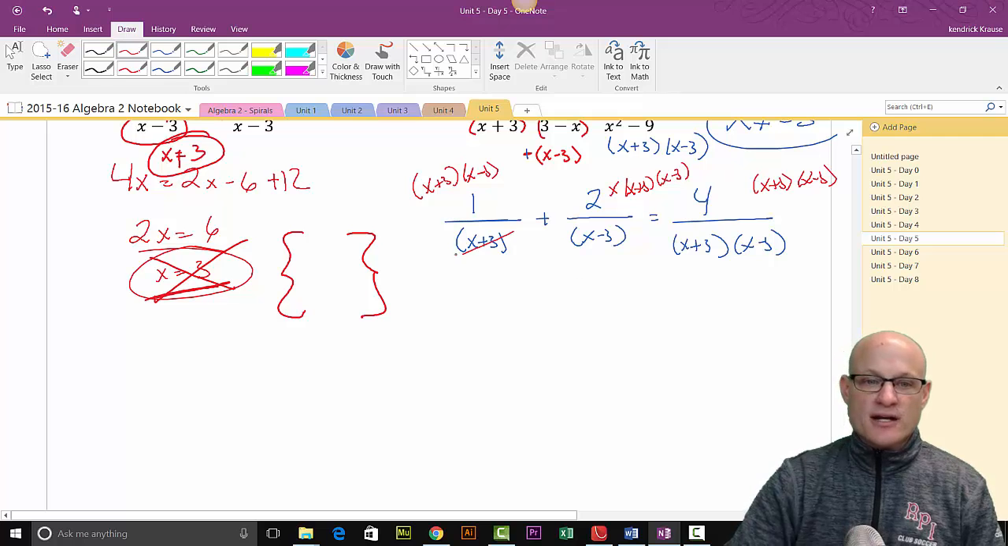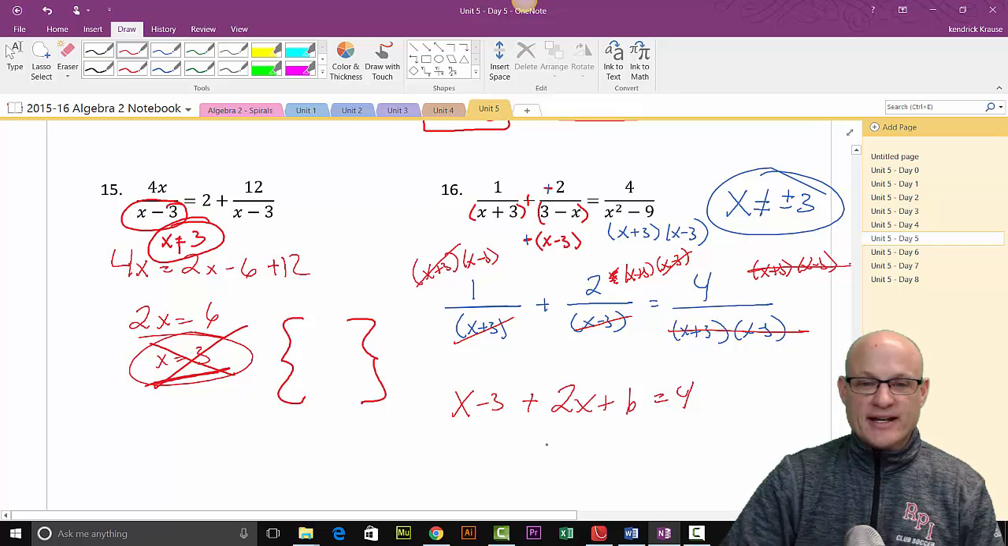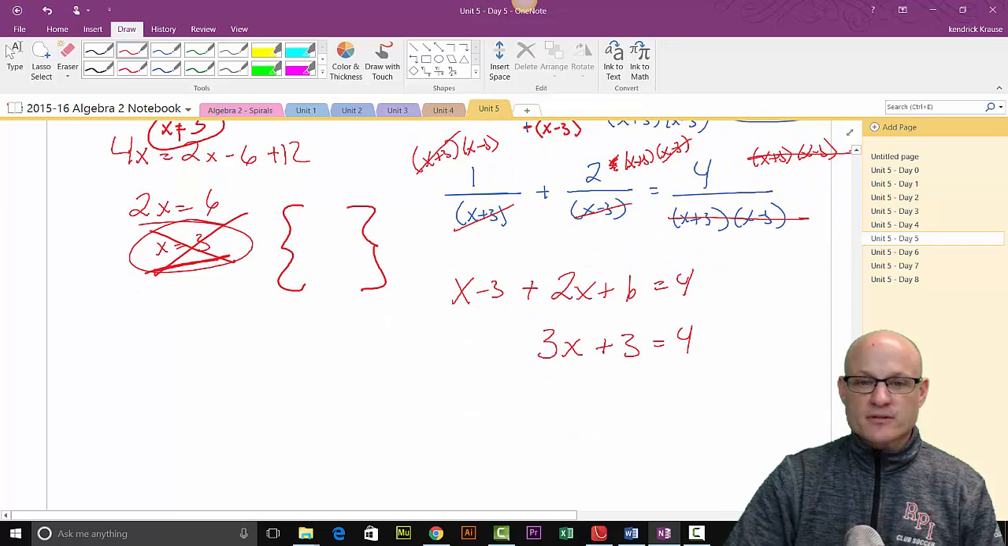Don't be lazy. All right, the x plus 3's cancel. I'm left with x minus 3 plus the x minus 3's cancel. I'm left with 2x plus 6. Everything cancels here, so I'm left with equals 4. All right, on the left side, I get 3x plus 3 equals 4. So I get 3x equals 1, or x equals 1/3.